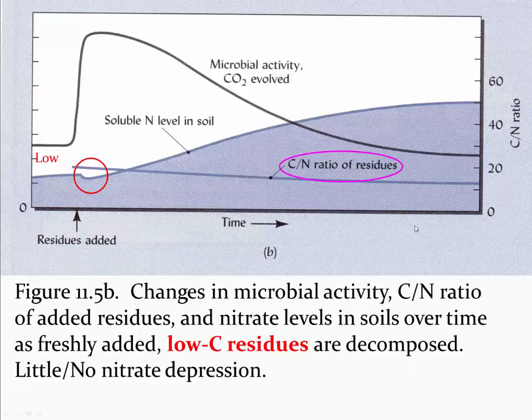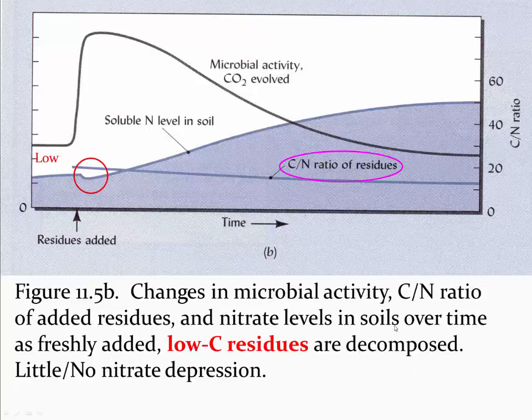Well, what about low carbon residues? This is an example of low carbon residue, and here we have a very tiny nitrate depression, and in fact we start to build nitrate very rapidly in the soil. The reason is that the fresh residue that's added is low in carbon, so the carbon to nitrogen ratio is already well below the 40-to-1 level, and the microbes are able to decompose the material without really having to borrow much from the soil at all. And then in the process of breaking down organic material, more nitrate is released to the soil.